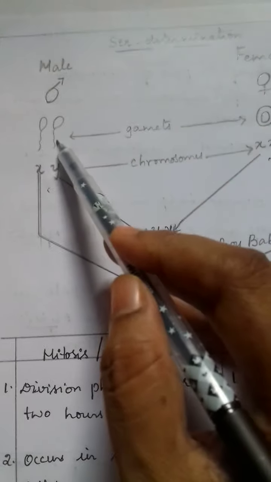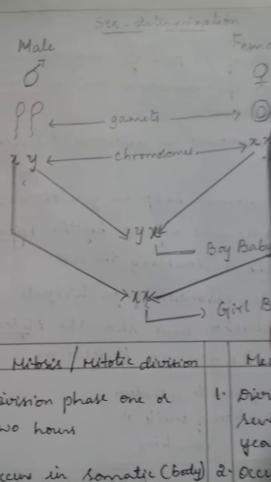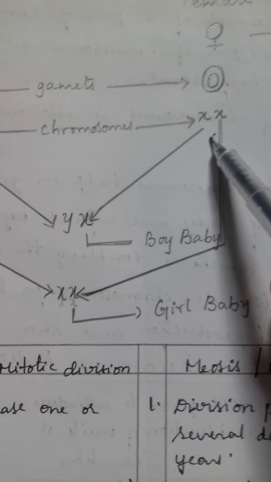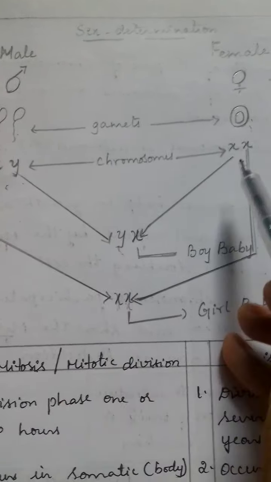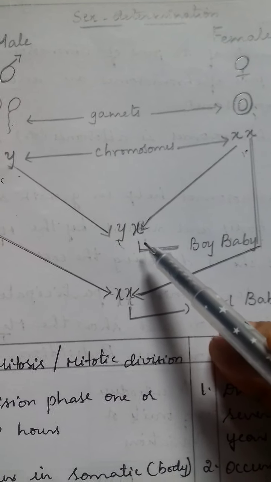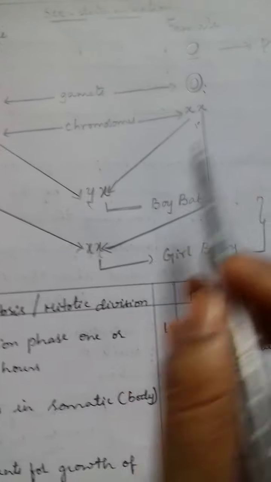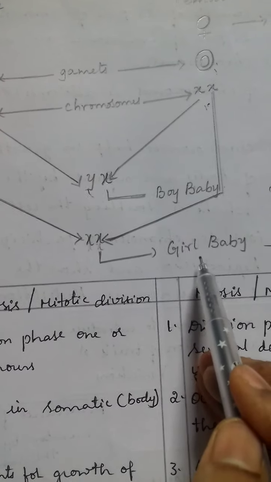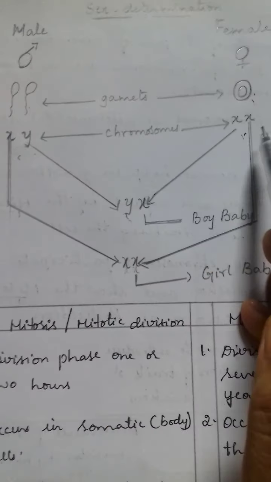So the male and female are the parents, the gametes are the sperms and the ovum. Gonads are the reproductive organs. They produce X and Y chromosomes in the male, and in the female the ovum produces X chromosome. If the male releases a Y chromosome, the female always secretes only an X chromosome. So that forms a baby boy. If the male releases an X chromosome and a female releases an X chromosome, both combine together and form a girl.